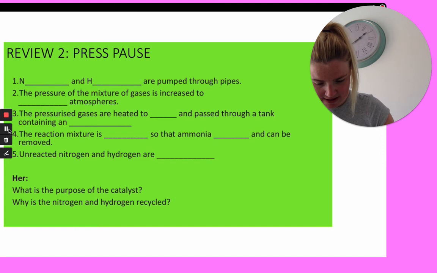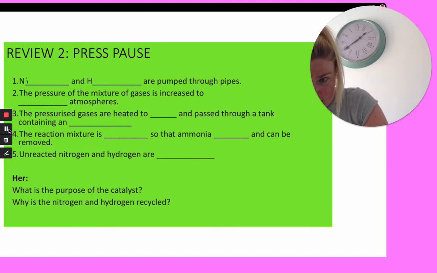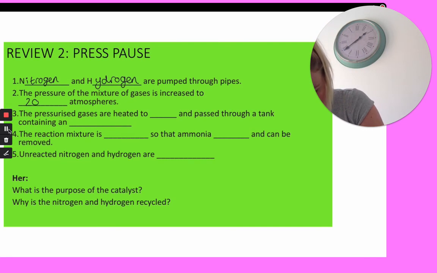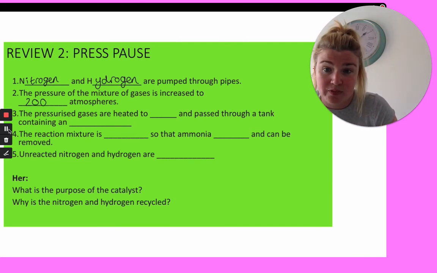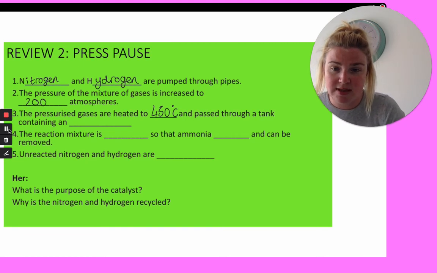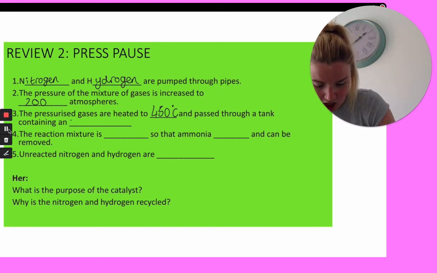Right, so let's go through the answers then. What are the two raw materials you need, the two reactants? You need nitrogen and hydrogen. Okay, pumped through pipes. The pressure of the mixture of the gases is increased to 200 atmospheres of pressure. Okay, the pressurized gas is heated to 450. Okay, so remember I spoke about how you've got to remember them numbers. Passed through a tank containing an iron catalyst. Okay, so it's important you know what type of catalyst, an iron catalyst.